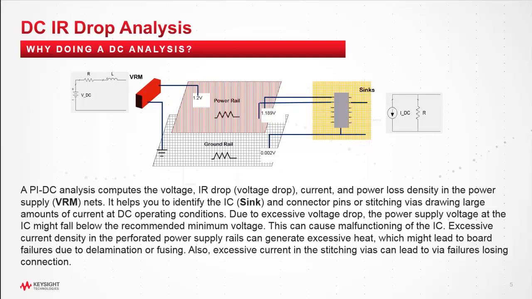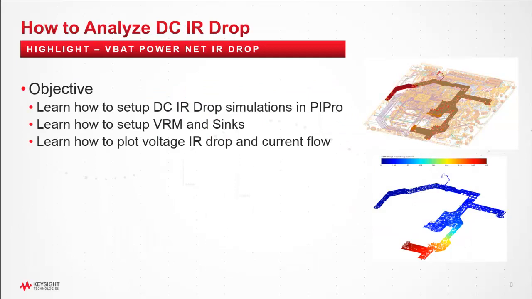Now, why do we perform DC analysis? Well, a PI DC analysis computes the voltage, IR drop, current, and power loss density in VRM nets. It helps you to identify the IC and connector pins or stitching vias, drawing large amount of DC current at the nominal operating condition. Due to excessive voltage drops, power supply voltages and IC might fall below the recommended minimum voltage, which can lead to the failure of the board.